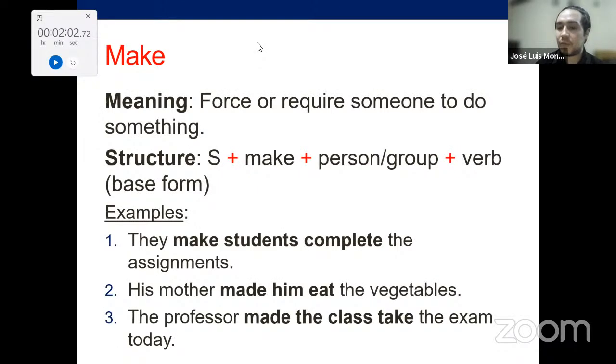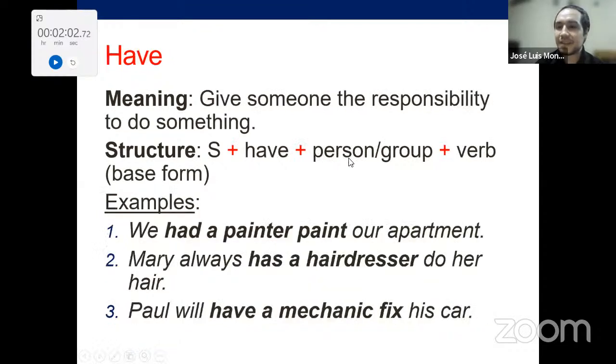As you can see, make for obligation. For example, they make the students complete the assignments. It can be in present, past, future, any tense that you want. So remember that. Have, it's also strong, but it's not obligation. This is more like a professional agreement. You hire someone, you pay someone so that that person can do something for you. So we had a painter paint our apartment. Mary always has a hairdresser do her hair.